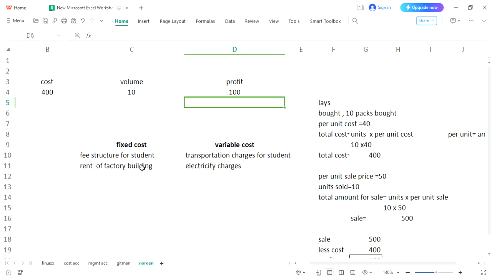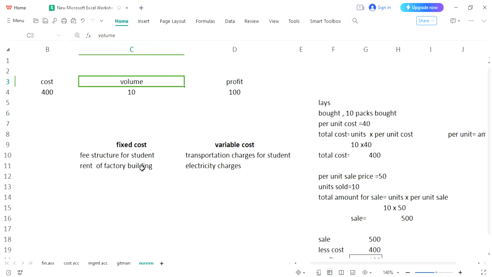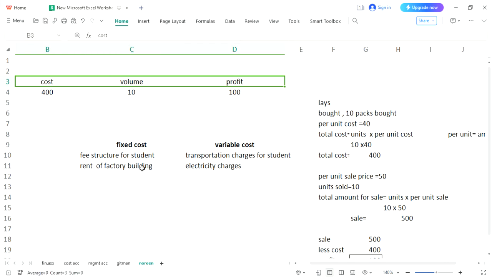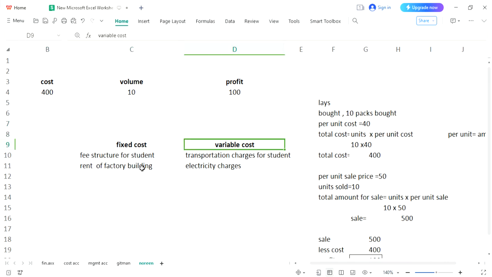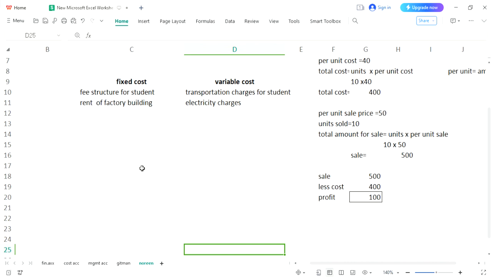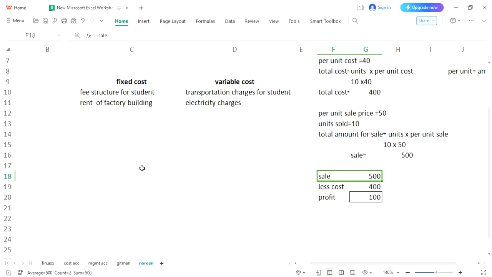What we have discussed is what is profit, what is volume, what is cost. These were three basic concepts which we discussed earlier, and later on we discussed fixed cost and variable cost. Now let's proceed. There are a few other concepts as well. You have seen the sale of your 10 Lays packets. The amount you received was 500, the cost of 10 Lays packets was 400, and this was your profit. I am taking the same example and will be changing it according to our concept.